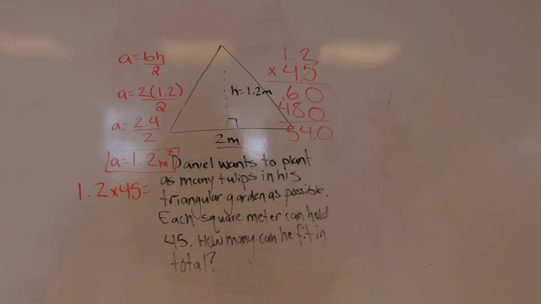54 daffodils can fit in this, or sorry, tulips. My apologies. The sheet that you have says daffodils, but tulips, it doesn't matter. 54 tulips can be placed inside this garden. So what you do, find the area. Just use your formula, base times height divided by 2, and then multiply that by how many of the objects can fit in each square meter.